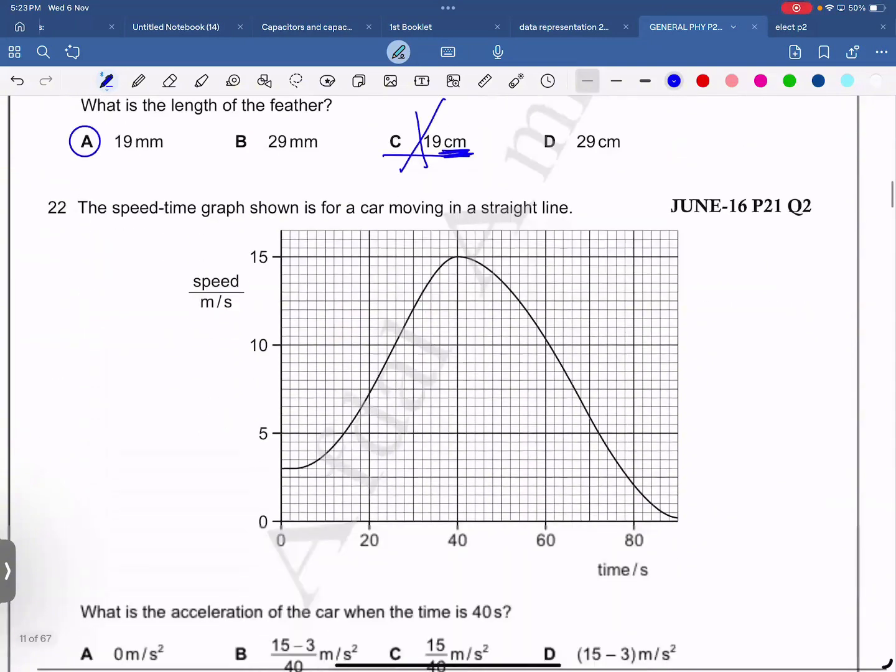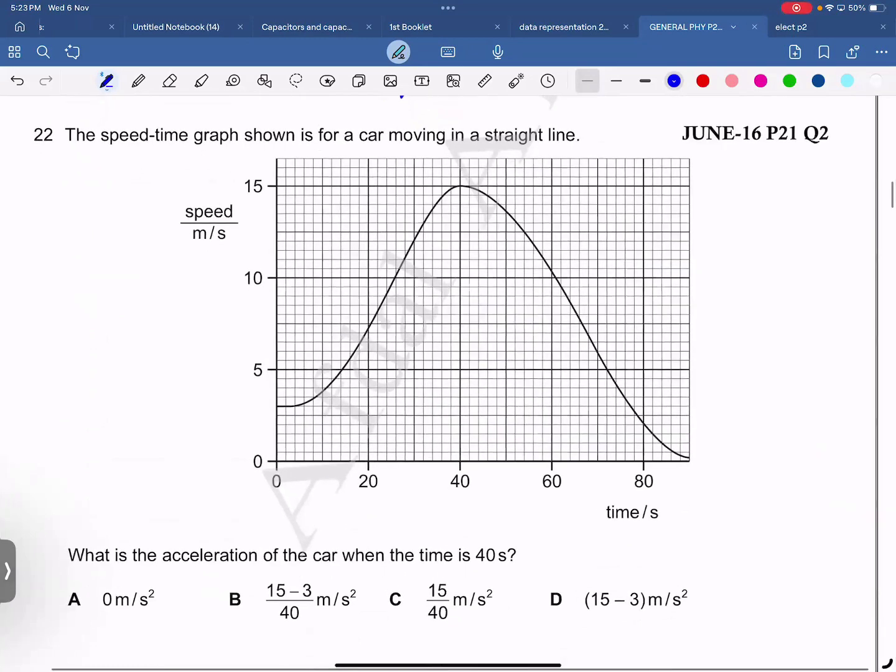Question number 22, a very good question. The speed time graph is showing the car moving in a straight line. Now what is the acceleration of the car when time is 40? Two points I would like to tell you. Whenever there is a speed time graph, the acceleration is equal to the gradient. Acceleration is gradient. Now go to the graph at 40.